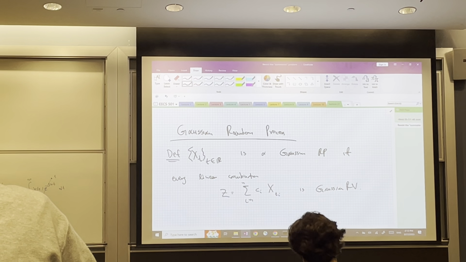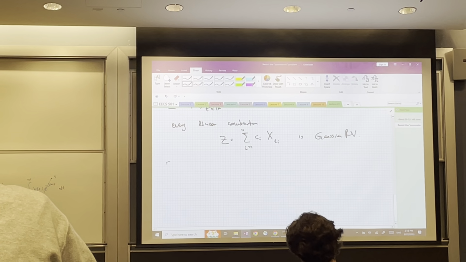One such Gaussian random process, example 1, is white Gaussian noise.